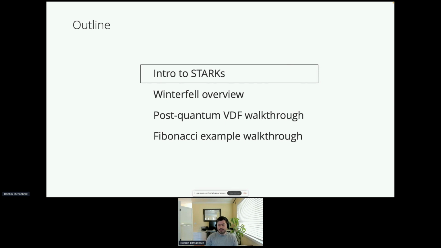And then we're going to do an overview of Winterfell, what the library is, and some key features. And then we're going to build a post-quantum VDF. This is going to be an actual coding exercise where I will, in real time, code up a post-quantum VDF using Winterfell. And if we have some time, we'll also do another walkthrough to demonstrate other features of Winterfell using a Fibonacci example, but we'll see if we can get there.